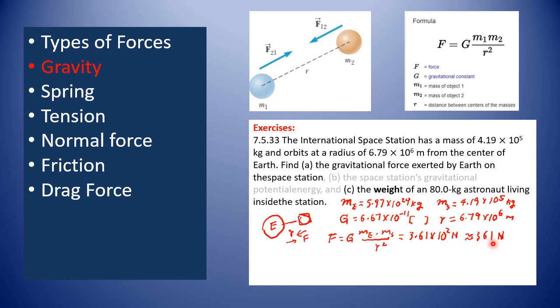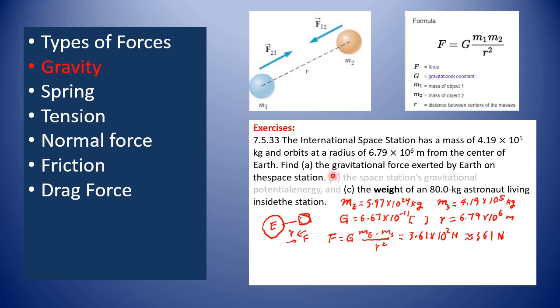361 times newtons. How strong is that force? Because it's heavy, 40 tons, it will be like 400 newtons, but then it's much weaker already for the object. Now, let's look at the second question: the weight of the 80 kilogram astronaut living inside the space station.